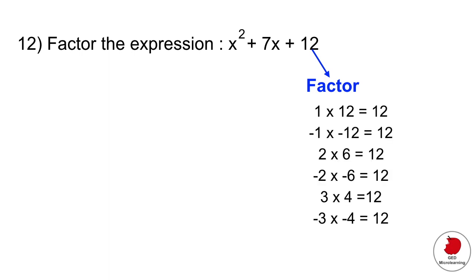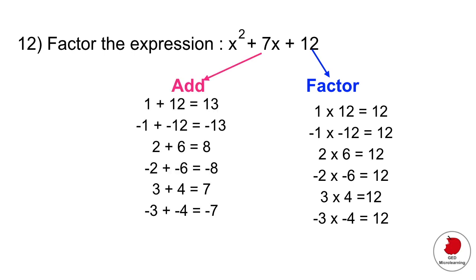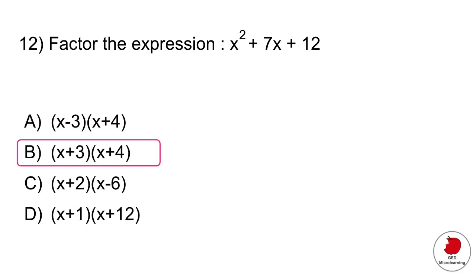Those are all the numbers. And then find which of these combinations of numbers, when added together, is going to give you positive 7. Okay, so if we go ahead and do that, you can see that the magic numbers there are 3 and 4. All right, so our correct answer would be B.